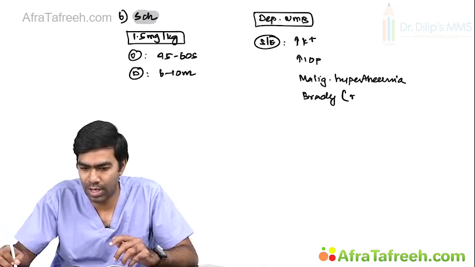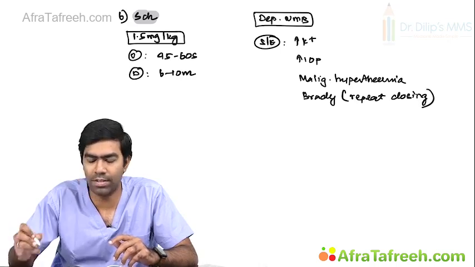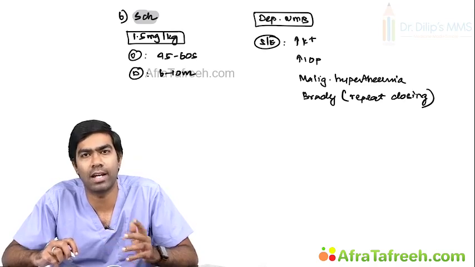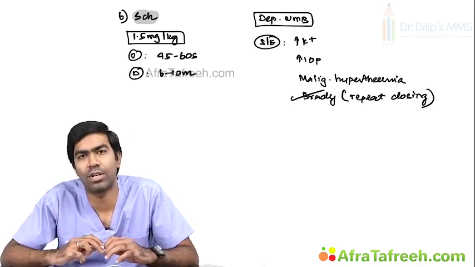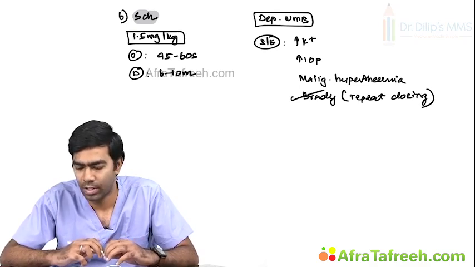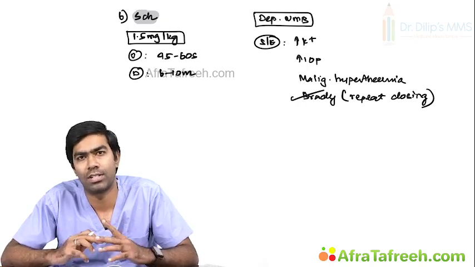Remember, this usually happens only with repeat dosing. So only if you keep giving the doses again and again and again, then only will you get bradycardia. Otherwise, you are not going to get bradycardia at all. So these are some of the complications of using succinylcholine.